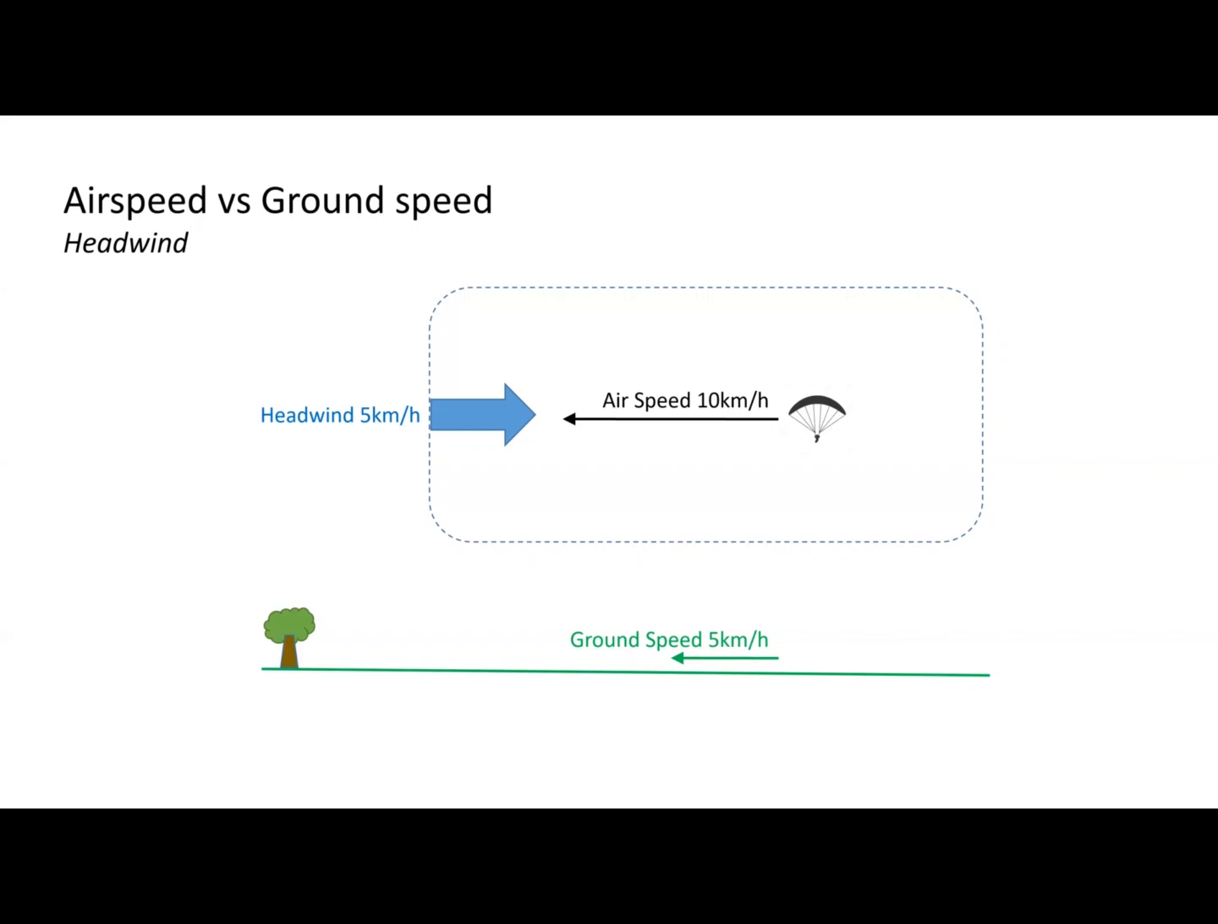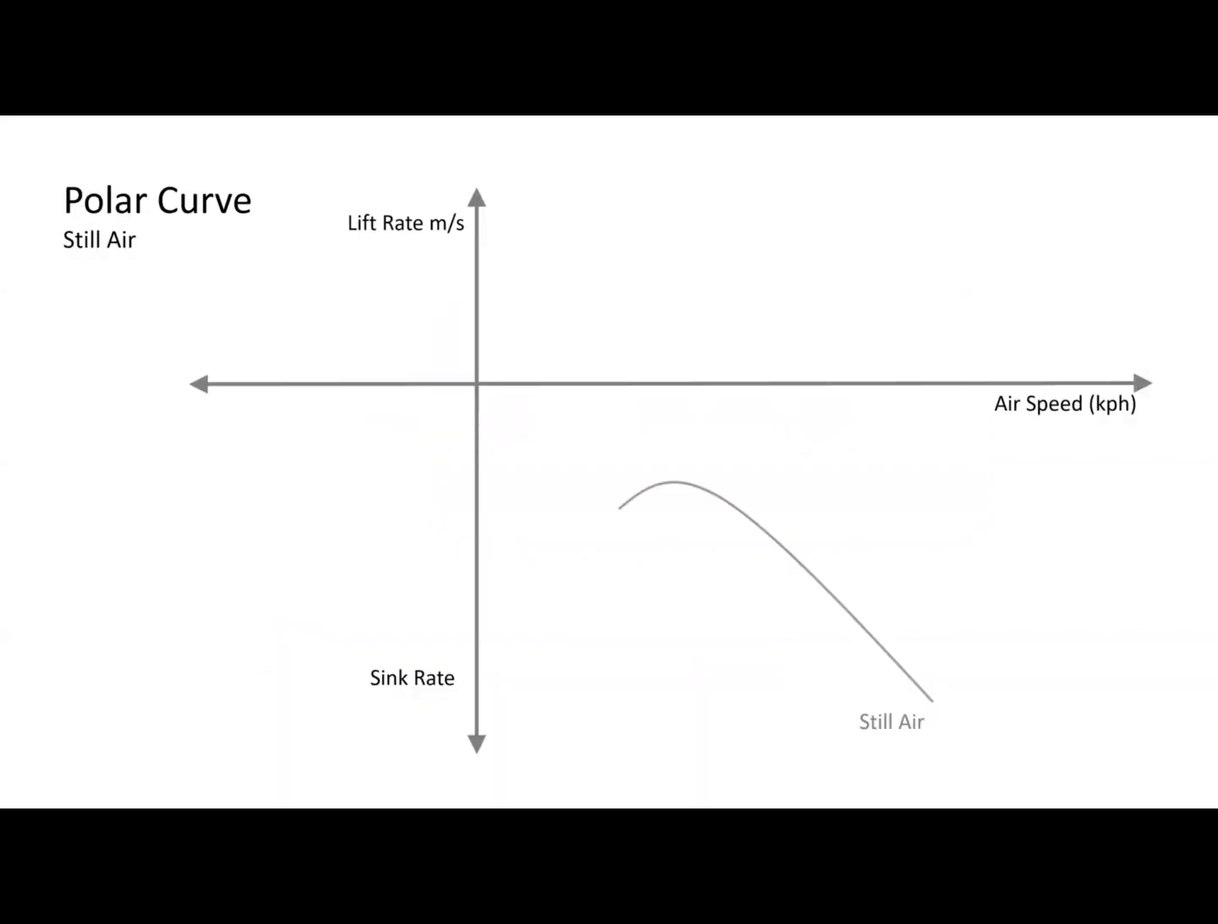So this is the important speed for paragliding: airspeed. You have to keep the air flowing over your wing. You need airspeed to fly. You don't need ground speed to fly. Now they're usually quite related. But you need airspeed, not ground speed. Right. So, any questions about airspeed and ground speed? The difference between airspeed and ground speed? Okay. So let's talk about the polar curve.